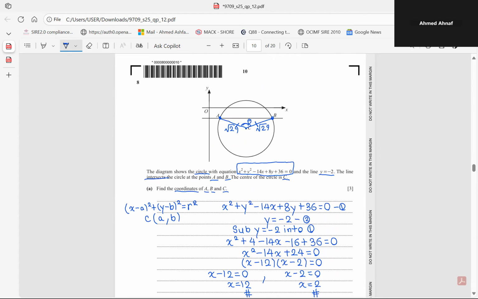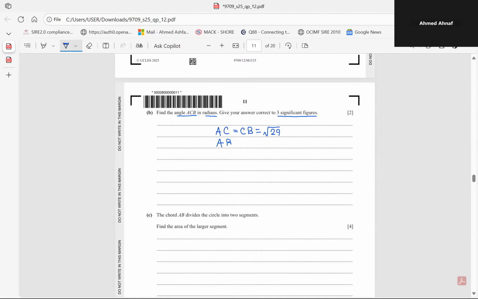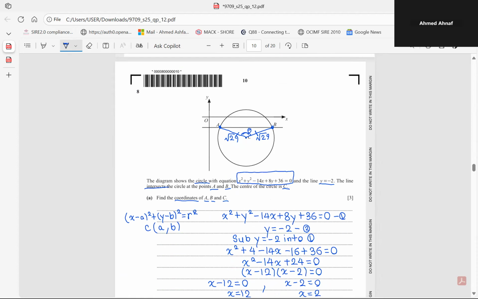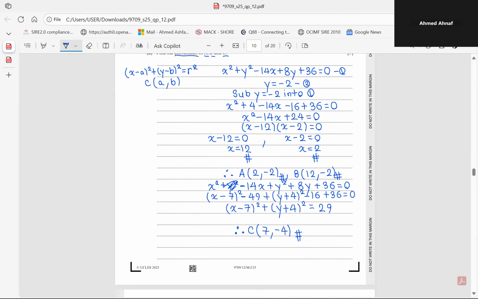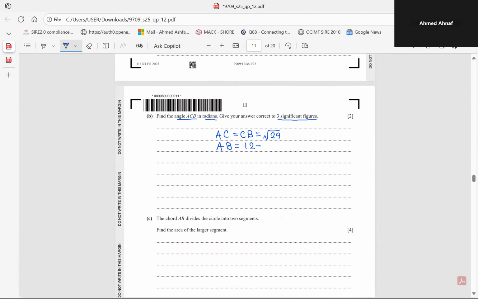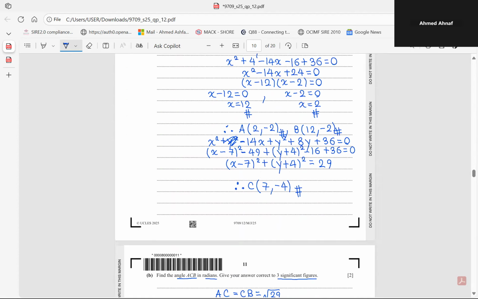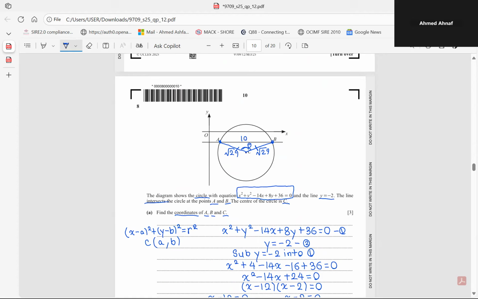Okay, now we have to find AB. So AB would just be the distance between the x coordinates. So it would just be 12 minus 2, which equals 10. So AB would be 10 units. Okay, so since this is an isosceles triangle, we can split this up into 2 at the point C. So now we have 2 right angle triangles with the base being 5 and this also being 5. So 5 squared, 29 and 5 squared, 29.